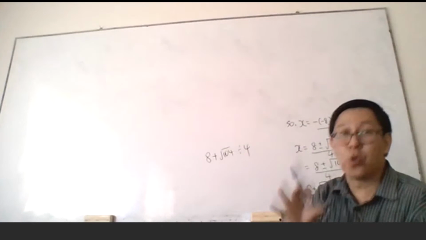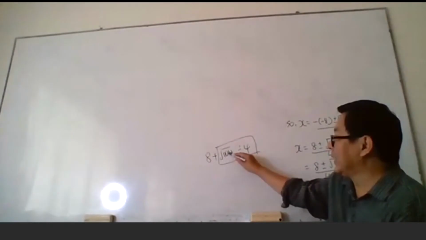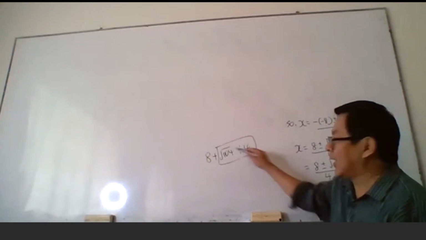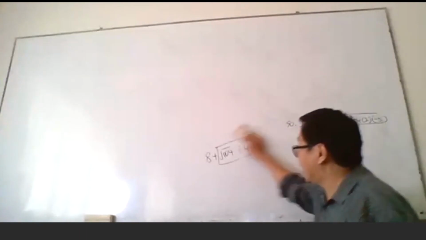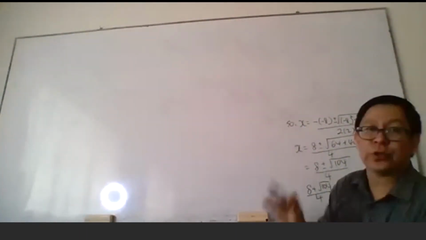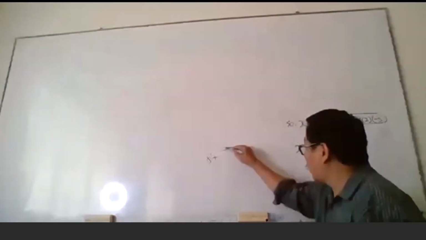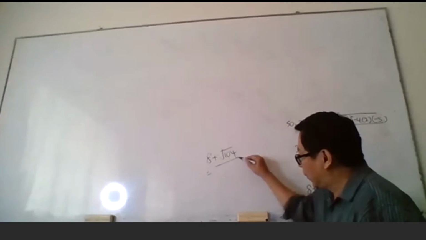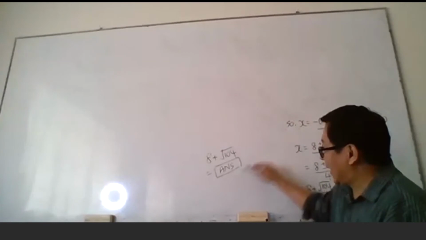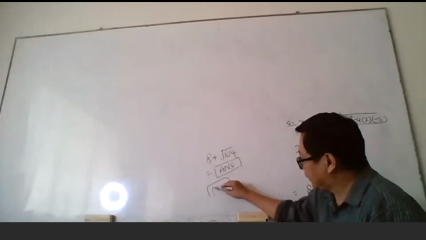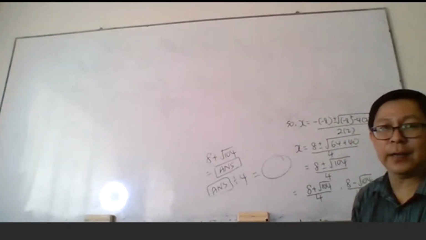Why? Because of how the program is set, the calculator will do this first: it will take the square root of 104 divided by 4, and later on add 8. This is how the program is set, so our answer is not correct. So I encourage you all to go slow. Put 8 plus square root of 104, and get your answer. Once you get your answer, divide by 4, then you get the solution.